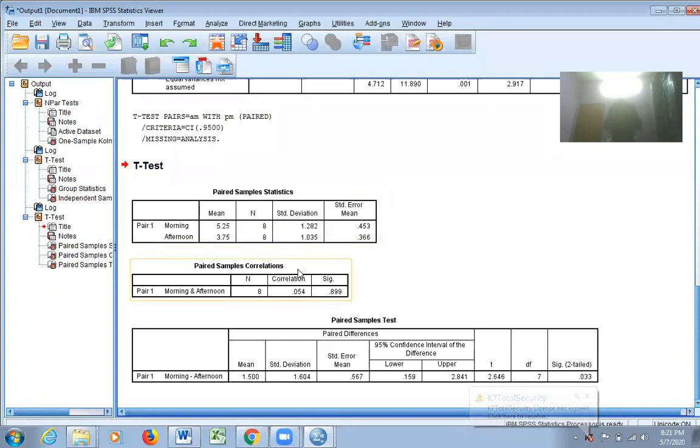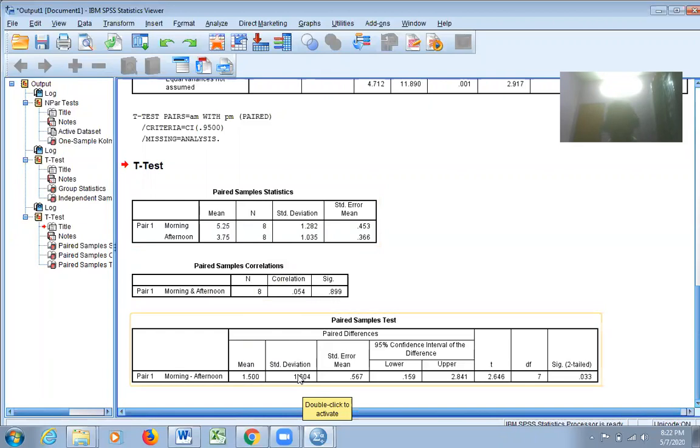Let us not worry about the second table which talks about correlation. Let us move on to the third table which tells whether there is a significant difference between the children taking the exam in the morning and in the afternoon with respect to their marks. Here you can see mean value 1.500. It says that 5.25 minus 3.75 is equal to 1.5, the mean difference between the morning test and the afternoon test.